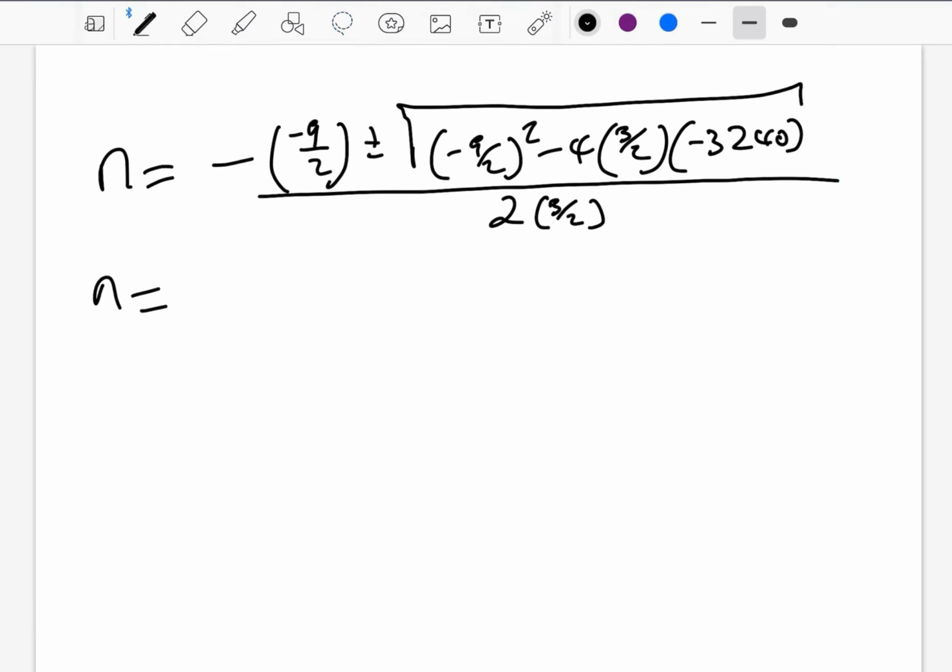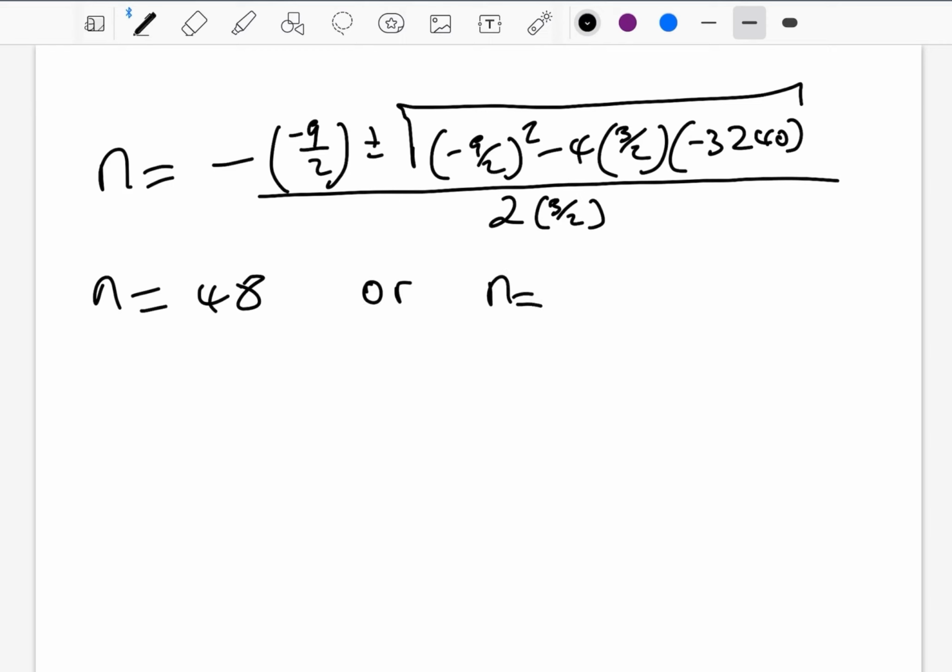Okay, cool. So you can just punch this into your calculator. Negative, so this is two negatives: negative 9 over 2, plus, we're going to start with plus and finish with negative, negative 9 over 2, and then you square that, minus 4 times 3 over 2, times negative 3240, divided by 2 times 3 over 2. What you get is 48. So n is equal to 48.